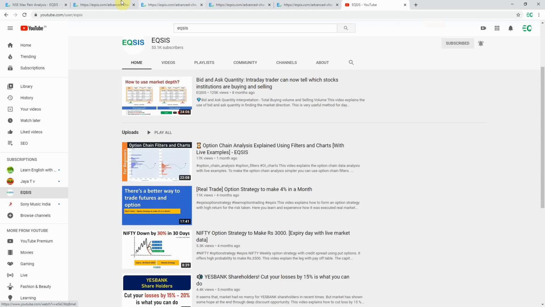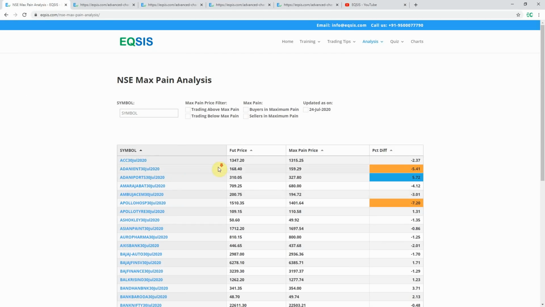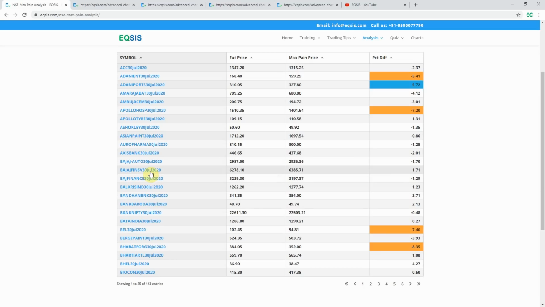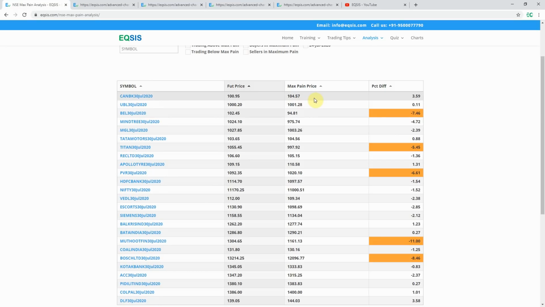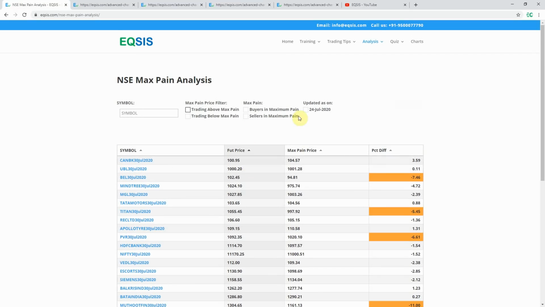And of course, as a bonus, whatever the charts I've shown to you people are absolutely free, so make use of them with all due disclaimers that you take decisions on your own. But I hope you guys can see that it is a future price and the max pain price, and there is a percentage difference, and of course you have the seller in maximum pain, and a lot more filters are also available.